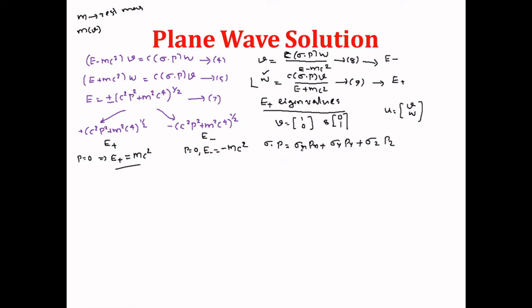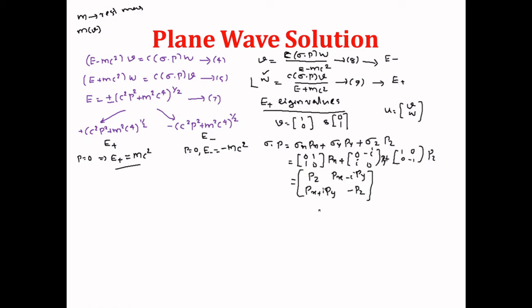Now substitute the values of sigma x, sigma y and sigma z. You will get the matrices [0 1; 1 0] Px, [0 -i; i 0] Py, [1 0; 0 -1] Pz. When you add all these matrices you will get [Pz, Px minus iPy; Px plus iPy, minus Pz]. So now we can calculate the value of W using equation number 9.